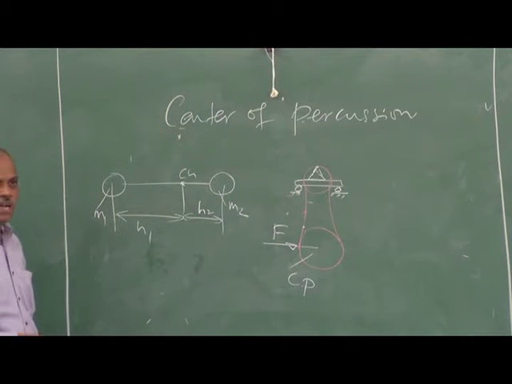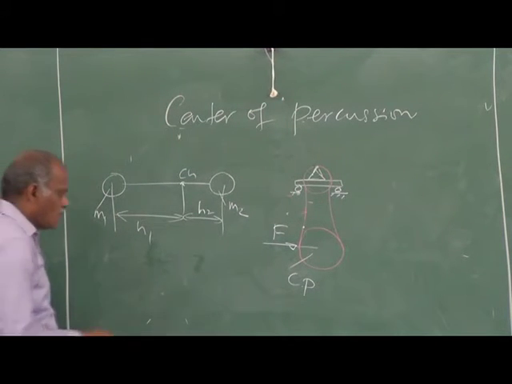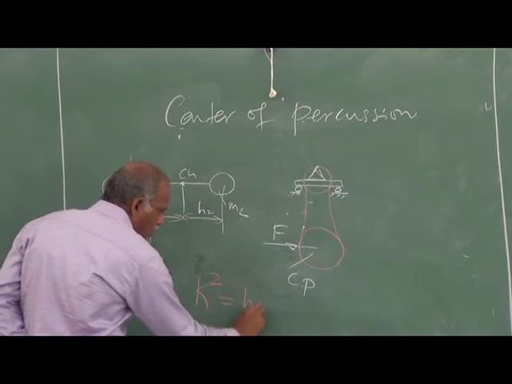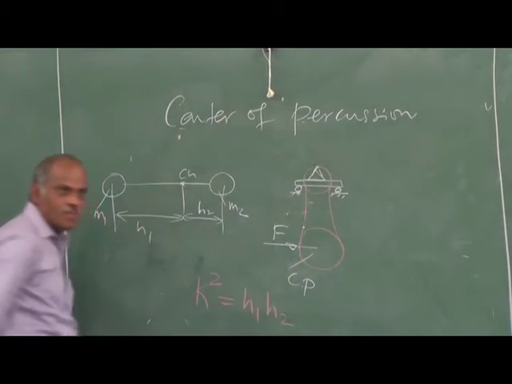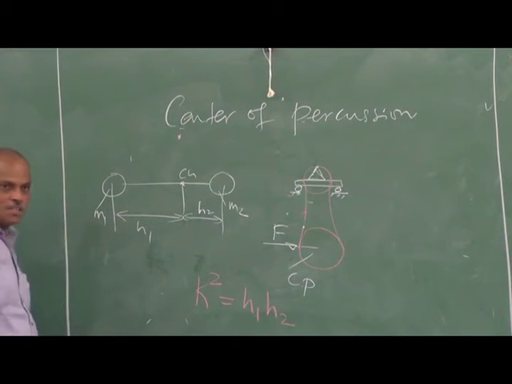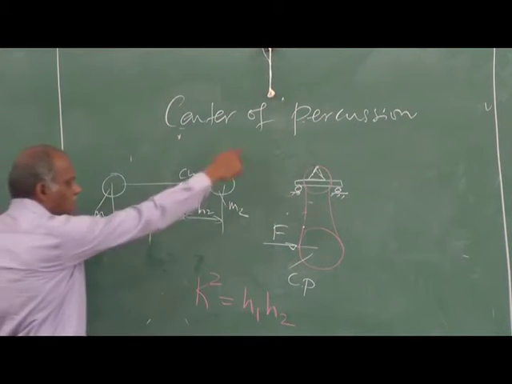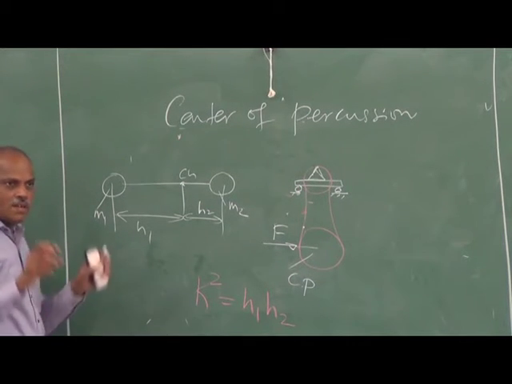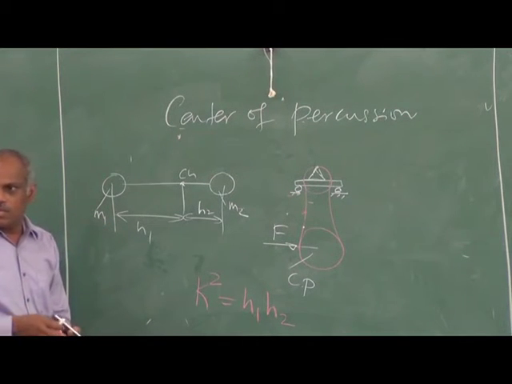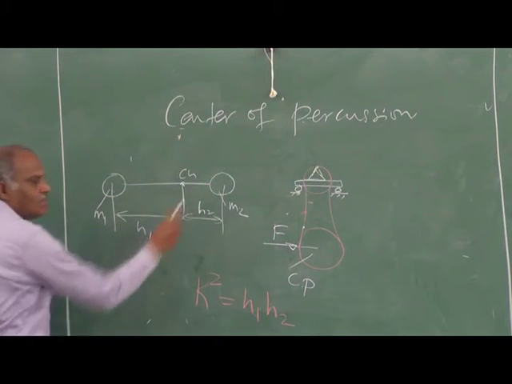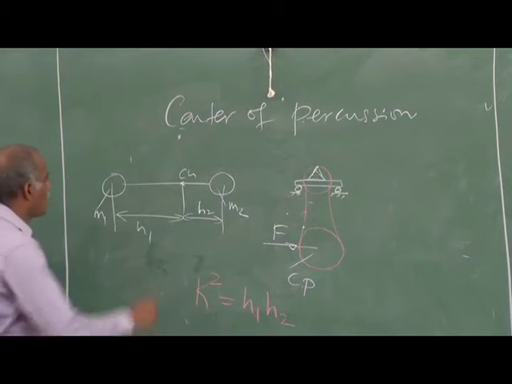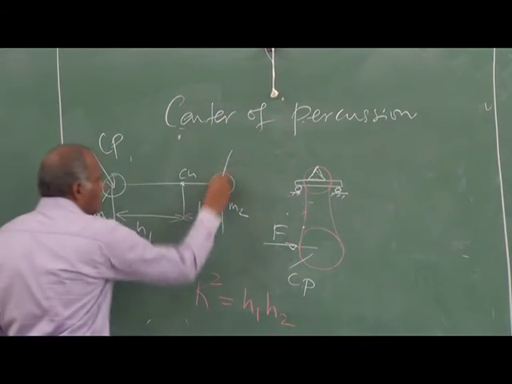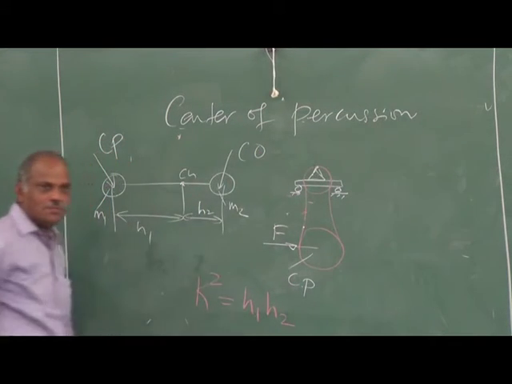We have proved that K square is equal to H1 H2 in the case of a dynamically equivalent system, or in case of center of percussion also. That means that if I try to model and put this in 2 points, then this will be your center of percussion and this will be your center of oscillation.